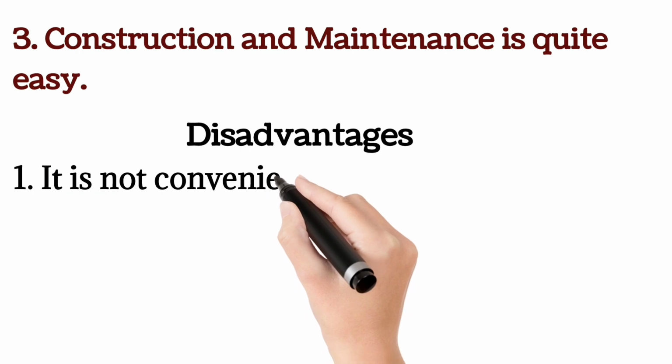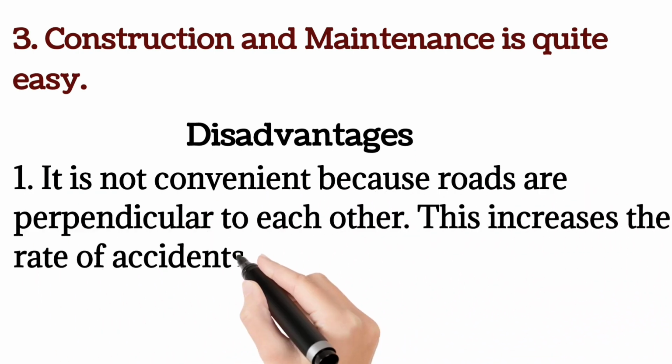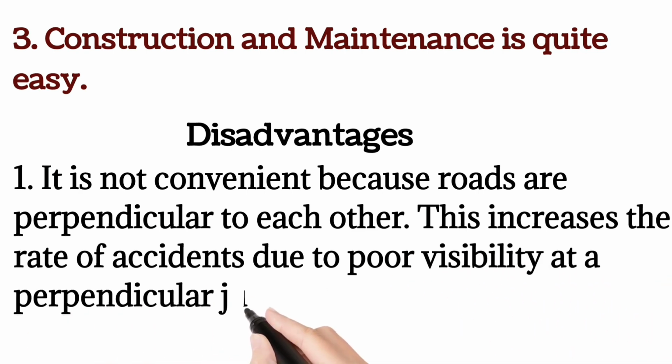Some of the disadvantages of the rectangular road pattern: it is not convenient because roads are perpendicular to each other. This increases the rate of accidents due to poor visibility at a perpendicular junction.